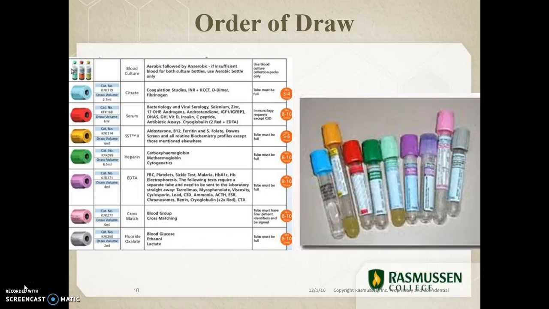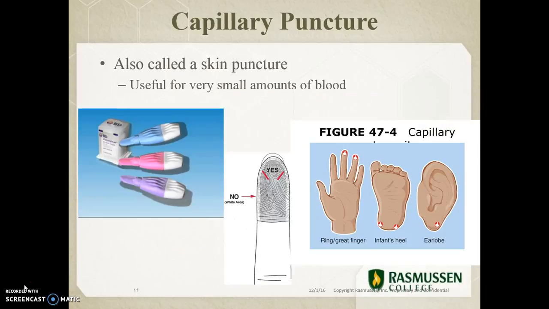Your correct order of draw is yellow tubes or blood culture bottles, light blue tops, red marble or tiger tops, green or gold, light green, lavender, pink, white or royal blue, gray, and dark blue. And you can read more about each of those in your book, but you can also learn more about them in your lab classes this week.